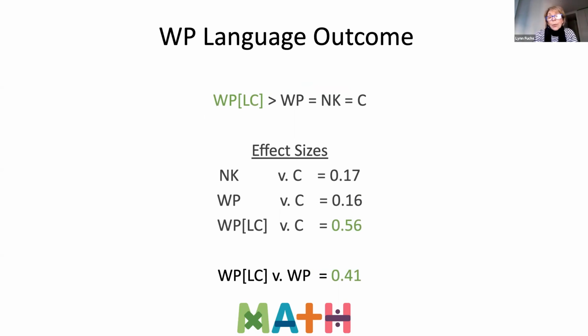And we also had a word problem language outcome. And there you see that only the word problem condition with language performed better than control. And all three other conditions, word problem without language, number knowledge, and control, were all comparable. And the effect size, comparing the two word problem conditions, was 0.4.